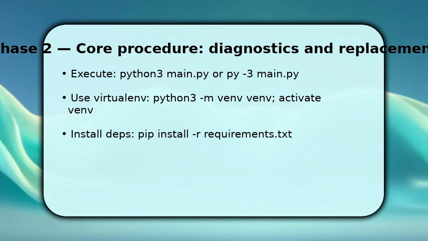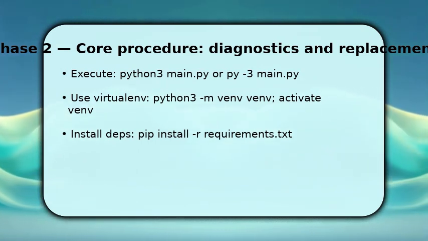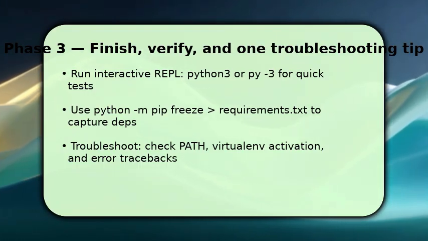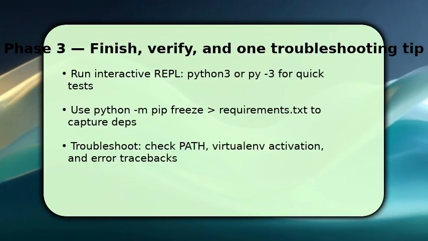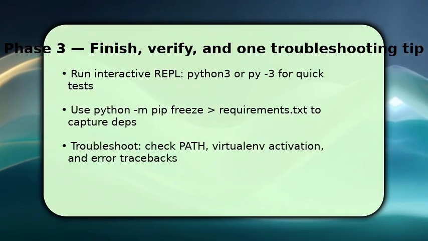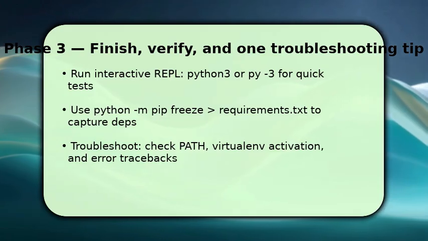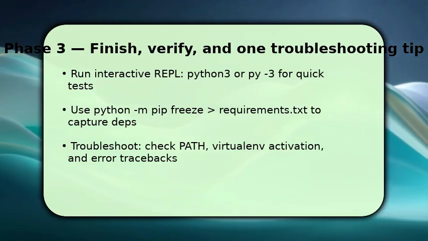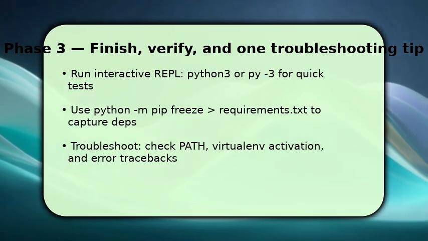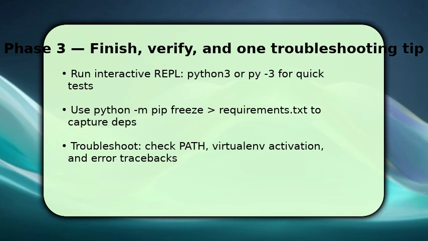Finish by using helpful tools and a key troubleshooting tip if something breaks. Start the REPL with python3 or py -3 to experiment interactively, and capture dependencies with python -m pip freeze > requirements.txt to share or reproduce environments. When errors occur, read the traceback top to bottom. Check that the correct Python is on PATH and that your virtualenv is activated, because most issues stem from interpreter mismatch. If a module import fails, pip install it in the active environment and rerun your script to confirm resolution.